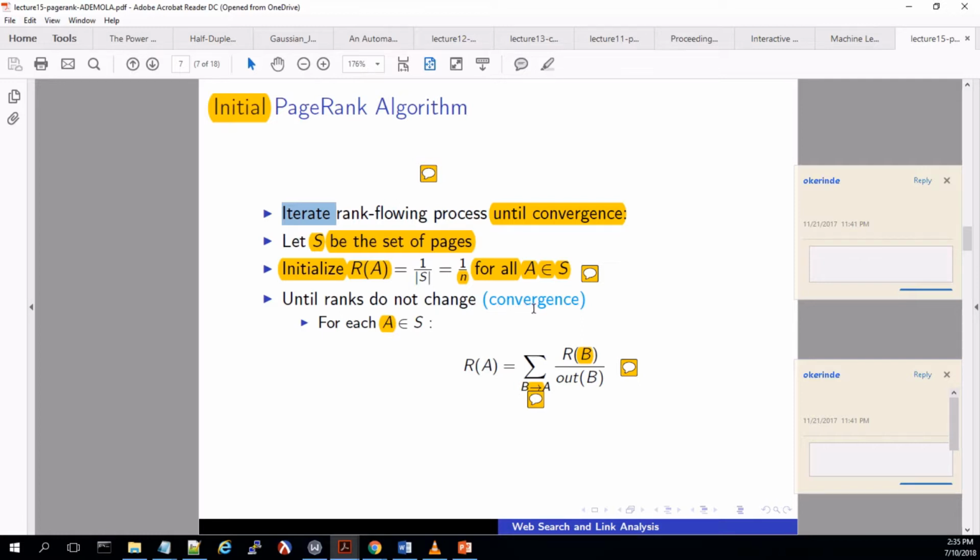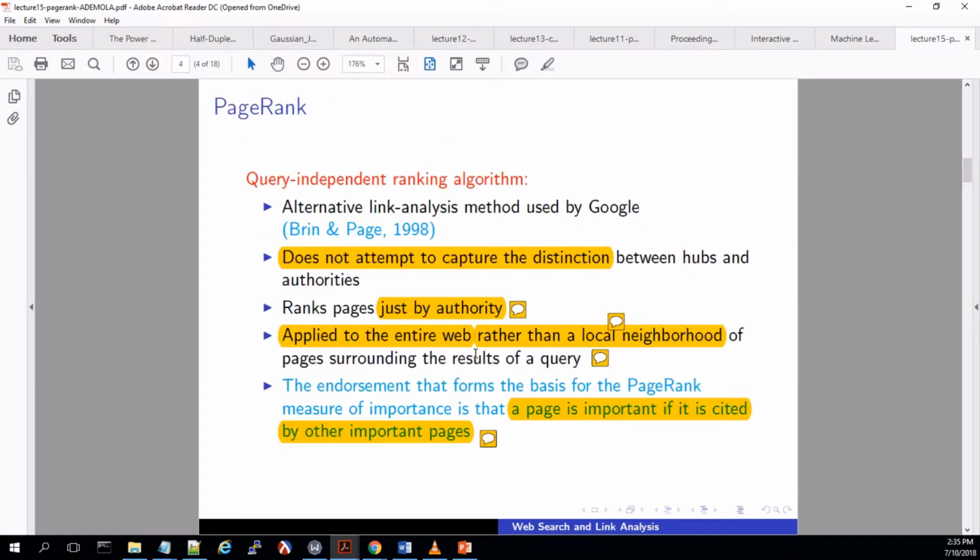Now, until the ranks do not change, that is, we see that the ranks are not changing, that means it has converged. That is the values that we get. So for each page that is a member of S, we use this calculation. The rank of a particular page will be the summation of the rank of each of the pages that are pointing to A. That is why we talk about authority. That's why when we said the other time that it ranks pages just by authority.